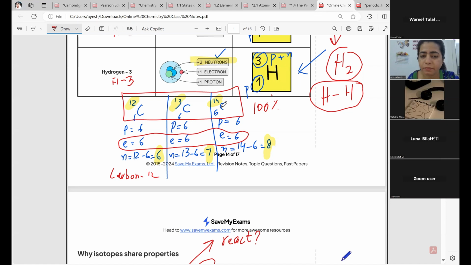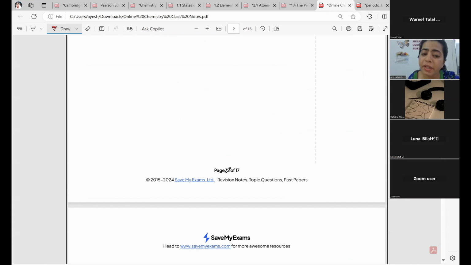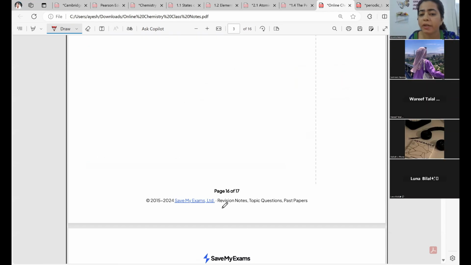Miss, how to find the percentage of each isotope? Percentage and masses will be given to you. Okay, thank you, miss. No need to remember this. Let's just quickly go to the question and then I will come back to this formula again so that there is no confusion.